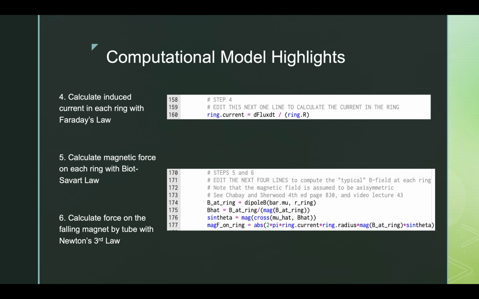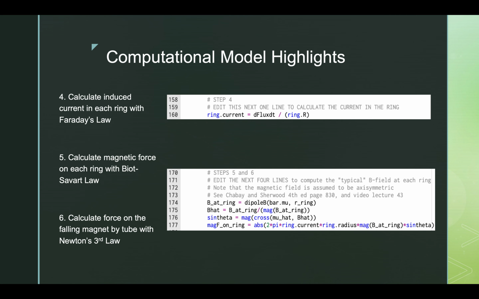The fourth major step of the computational model was calculating the induced current in each ring with Faraday's law. Simply coded, the induced current was equal to the change in flux over the radius of the ring. Then in steps 5 and 6, I calculated the magnetic force on each ring with Biot-Savart's law, and I calculated the force on the falling magnet by the tube with Newton's third law.